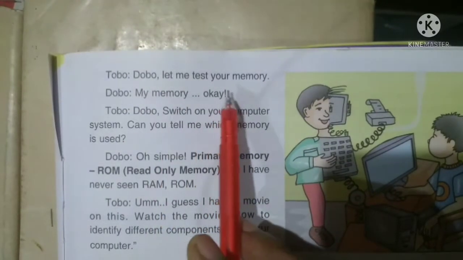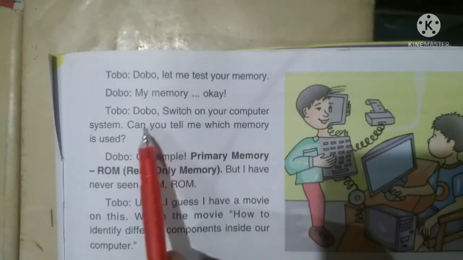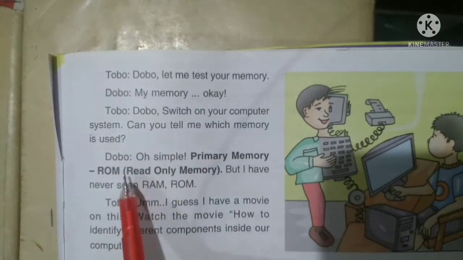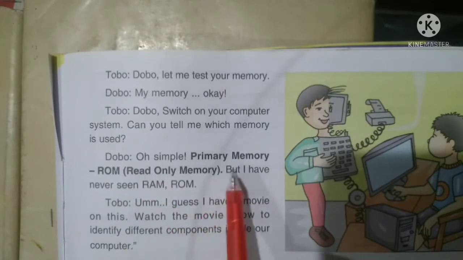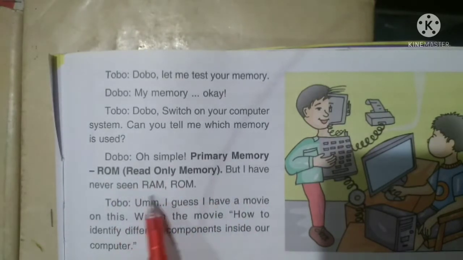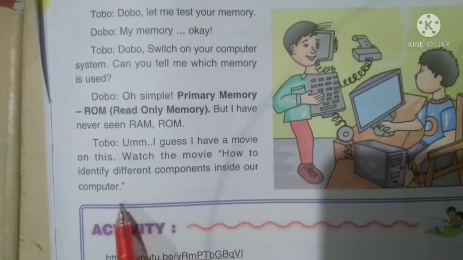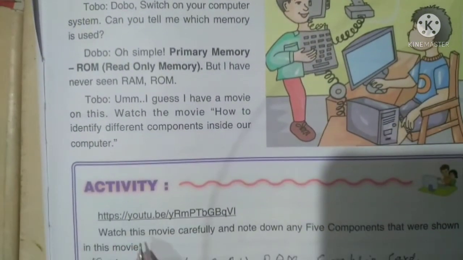Tobo: Dobo, let me test your memory. Dobo: My memory, okay. Tobo: Switch on your computer system. Can you tell me which memory is used? Dobo: Oh, simple. Primary memory. But I have never seen RAM. Tobo: I guess I have a movie on this. Watch the movie on how to identify different components inside our computer.